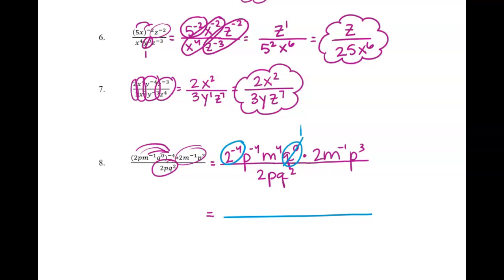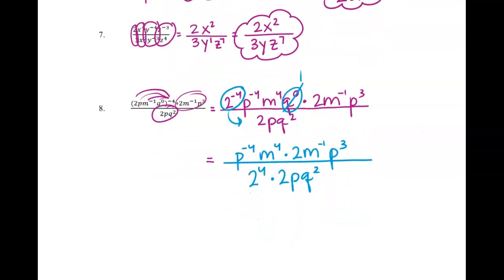So now on the top, I have p to the negative 4th, m to the 4th, times 2m to the negative 1st, p cubed, over 2 to the 4th, because I stuck that down in the bottom and made it a positive power, times 2pq squared. And keep in mind also you can skip more steps, you can do more at once, just try not to make mistakes, so sometimes slowing down helps with that. Simplify a little bit more. Seeing this, 2 over 2 is 1, so those can go away.